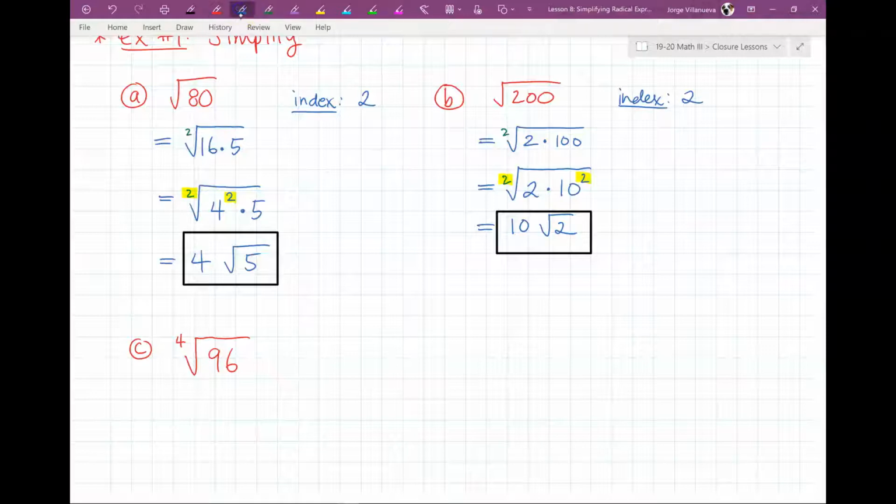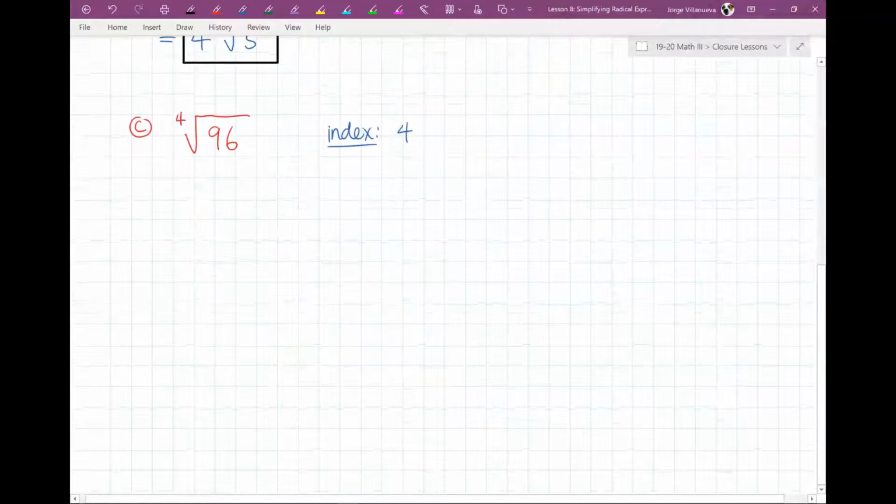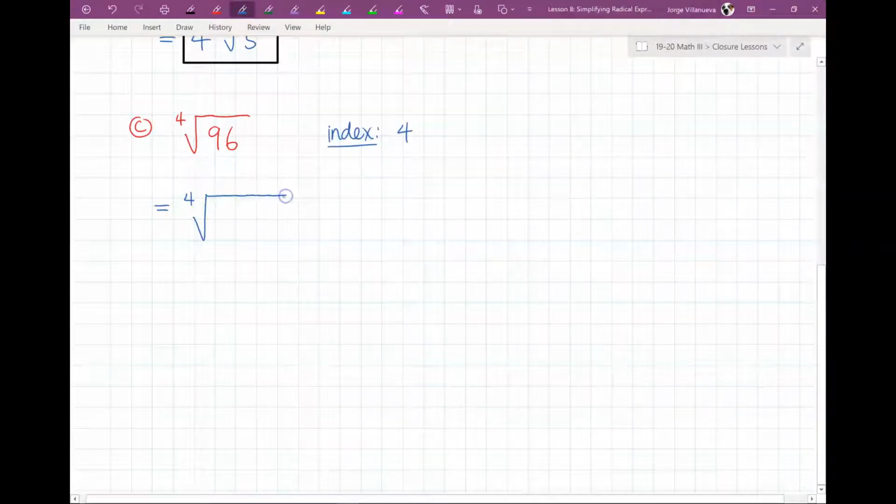Okay, so we're going to notice here that our index is a 4. Okay, our index is a 4. So just thinking about it a little bit, I can tell you that 16 times 6 is 96. And the reason why I chose 16 is because 16, I can write it as 2 to the 4th times 6.